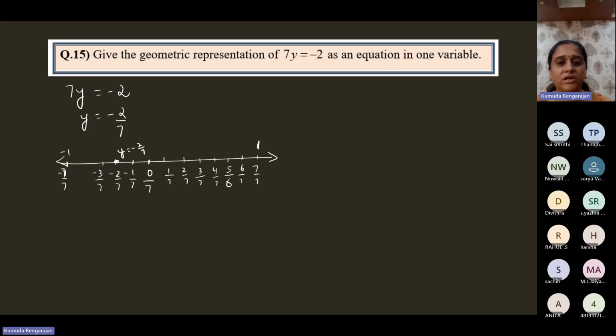To represent geometrically, you need to find the solution by solving. So upon solving, the solution is y is equal to minus 2 by 7. And now you should show the position of minus 2 by 7 on the number line.